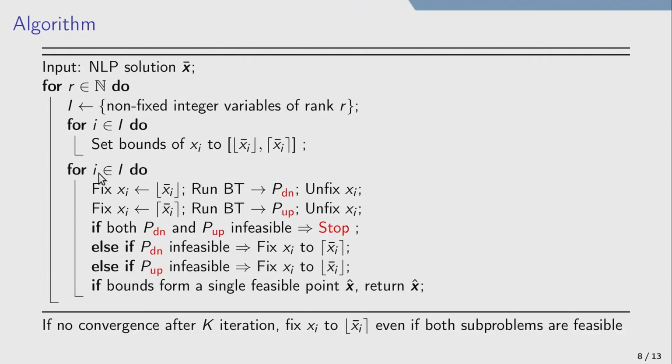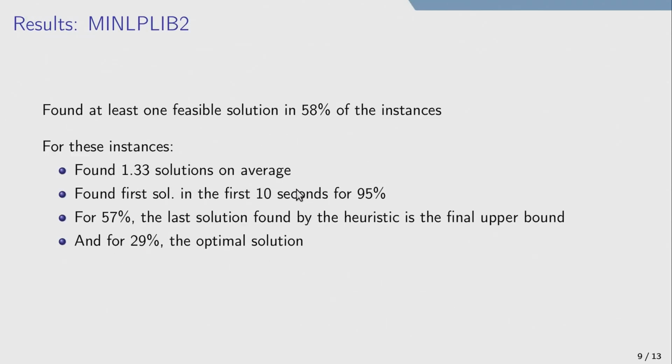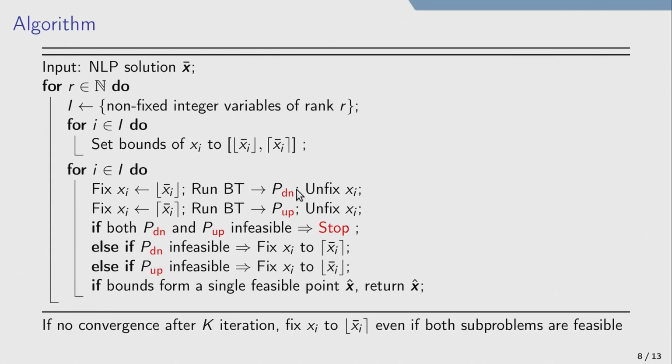And then for every such already tightened set of fractional variables, again, I do some sort of probing. So you fix xi to its rounded down value. We run bound reduction, and we get a new problem PDN with new bounds, a new bounding box, and then we unfix it. And then we do the same by fixing xi to its rounded up value. So we get two different problems. This is just for notation. I don't actually create two new problems.